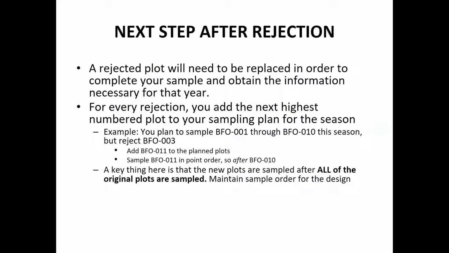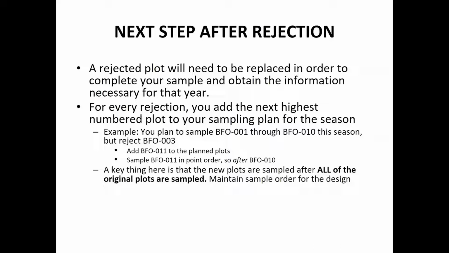To do that, we just add the next highest ordered point in the design to the end of our seasonal sampling plan. In field maps, the points to use to do this with should have the status oversample, which just means that they're available as replacements for rejected base points. So, for example, if you plan to sample the first 10 points, BFO1 through BFO10, but have to reject BFO3, you would add BFO11 to the end of our sampling. Note that you would not immediately sample BFO11. You'd still sample in ascending point order.